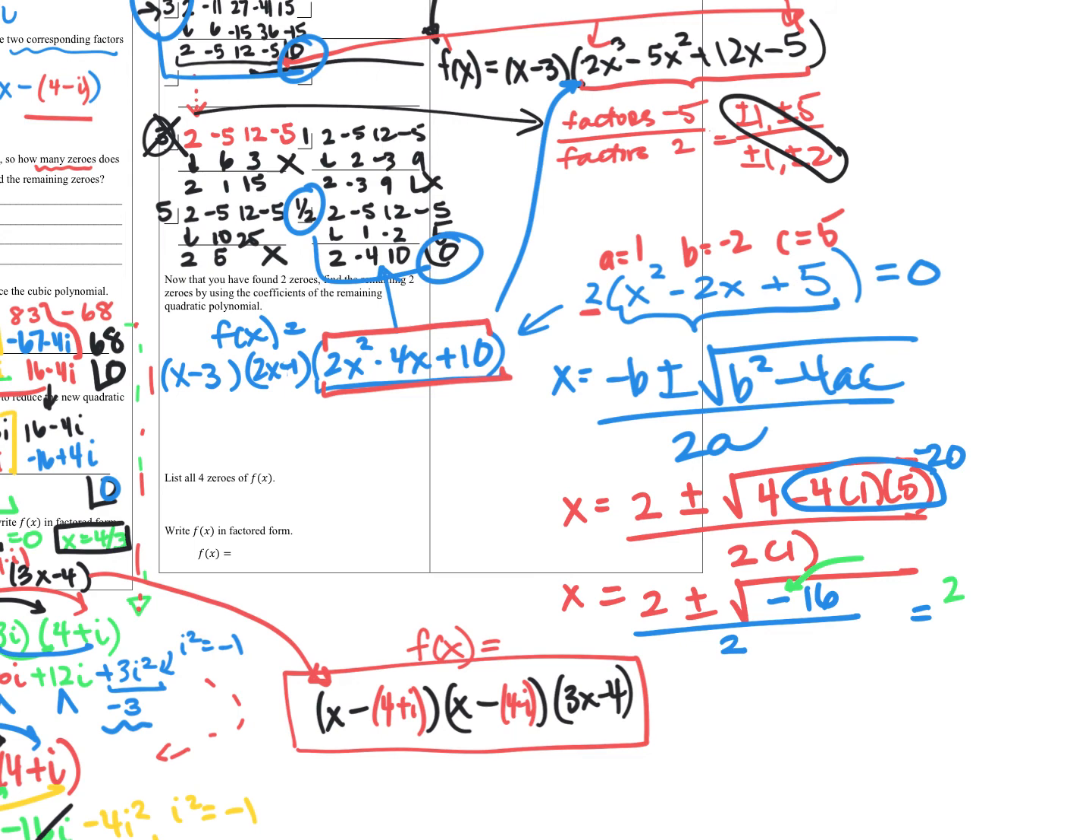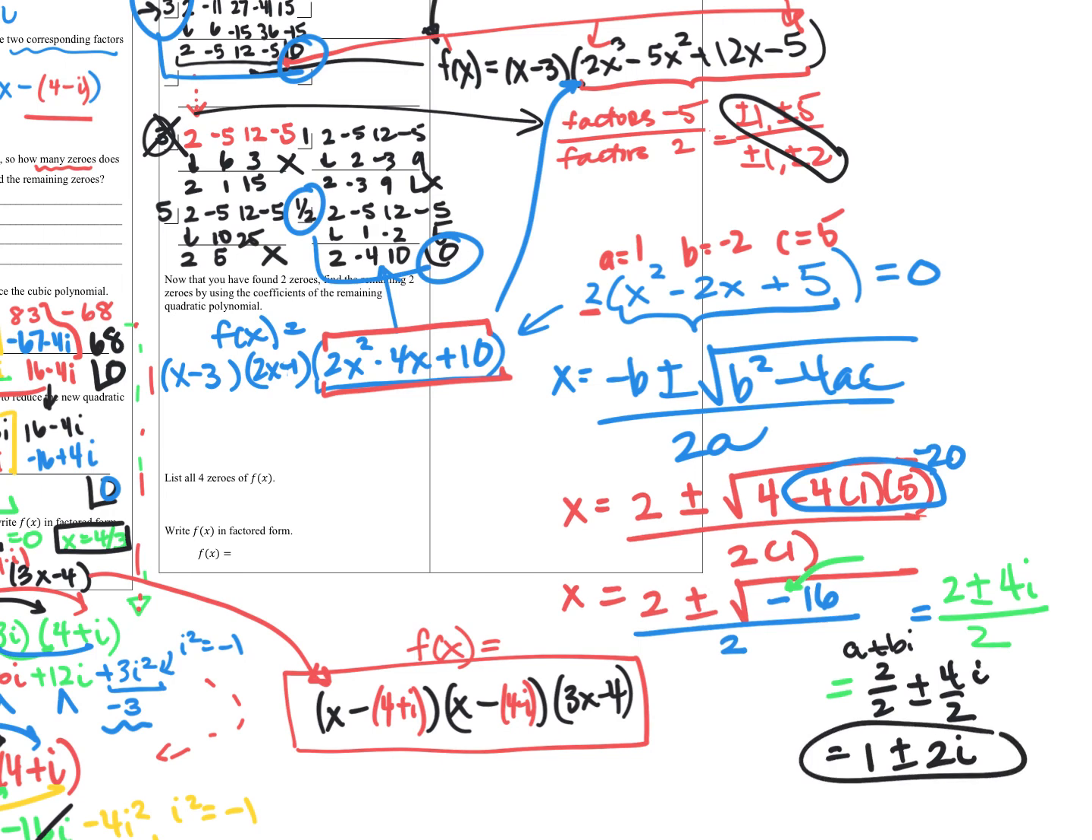So this comes out to be 2 plus or minus 4i all over 2, which actually simplifies a little bit more. We can do it a couple different ways, but if we write it in that form, a plus bi, this is 2 over 2 plus minus 4 over 2i. But that's really 1 plus minus 2i. So those are going to be my other 2 zeros. So if I'm going to list them all, I have that x equals 3, I have the 1/2, and then I have the 1 plus 2i and the 1 minus 2i.